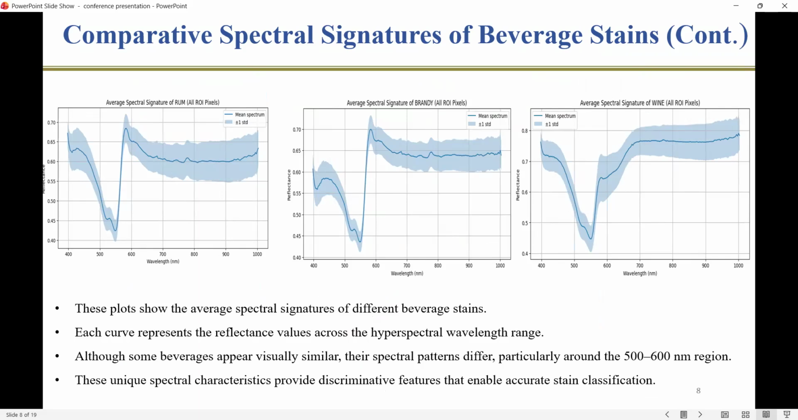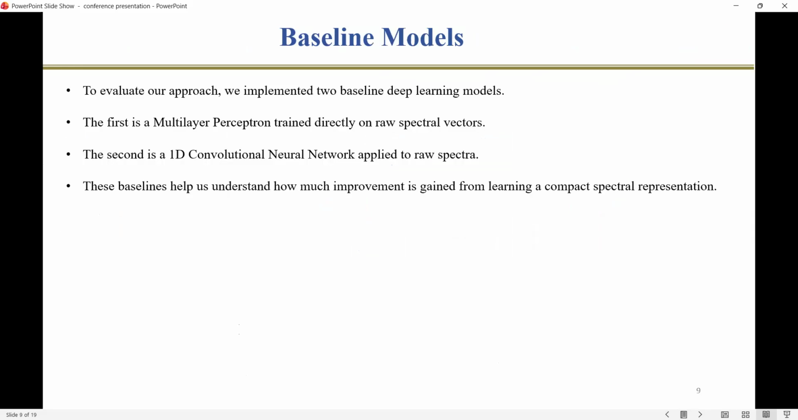This plot shows the average spectral signature of different beverage stains, and each curve represents the reflectance value across the hyperspectral wavelength range. Although some beverages appear visually similar, their patterns may differ, particularly around the range of 500 to 600 nanometer region. This unique spectral characteristic provides discriminative features that enable accurate stain classification.